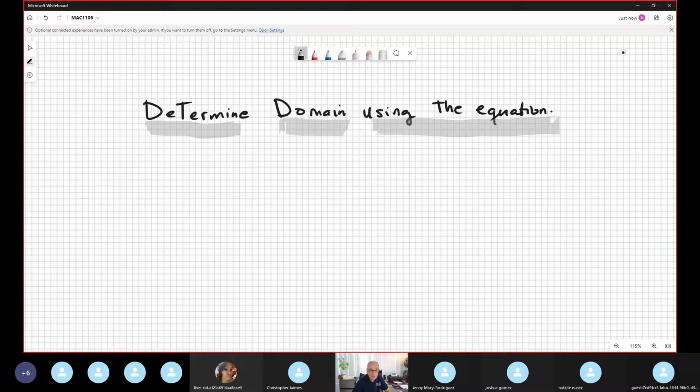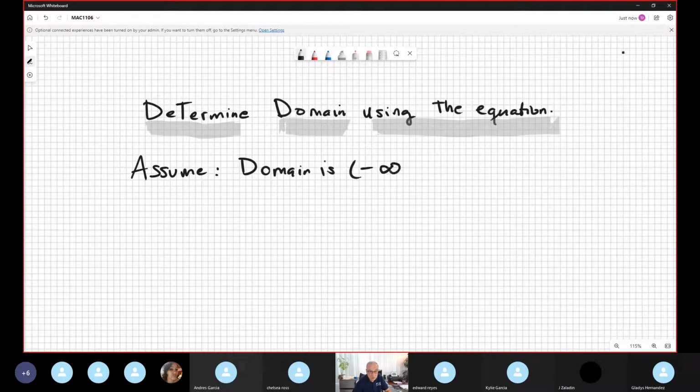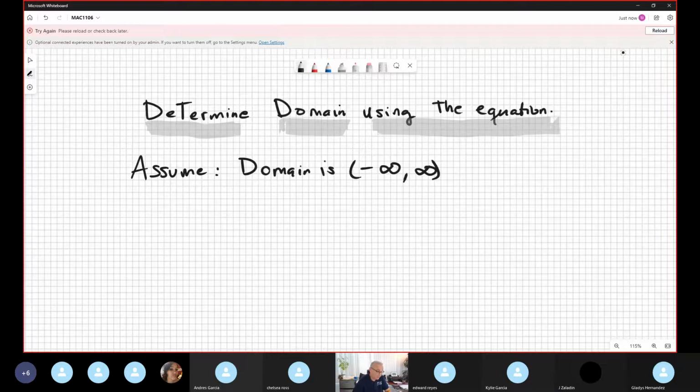And you determine the domain. So what is the idea? The idea is the supposition. You assume that the domain is all real numbers, from negative infinity to positive infinity. But sometimes we have restrictions. This is where you remove, discard, subtract restrictions.